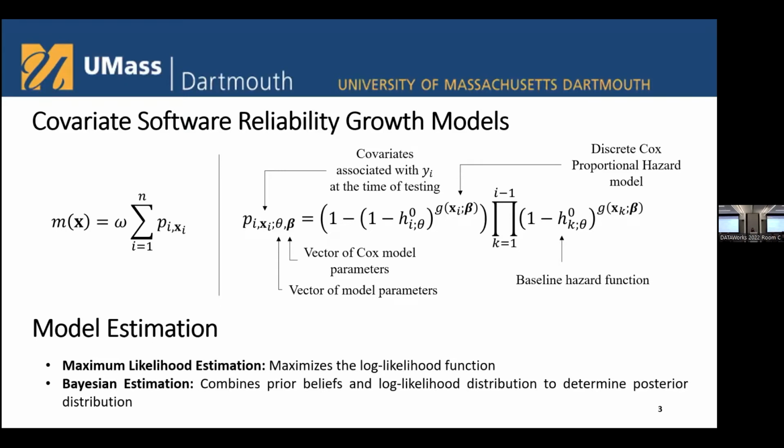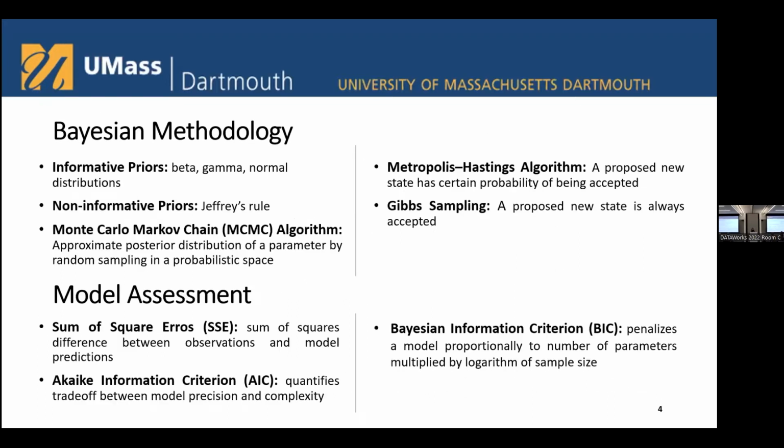So again, past studies used maximum likelihood estimation. Now we are using Bayesian estimation, which is just combining prior beliefs that we have with the log likelihood to estimate our parameters. Like I just said, Bayesian estimation combines the PDF of a prior distribution with the log likelihood. Sometimes we have informative priors. For example, we can use beta, gamma, or normal distribution, depending on the range of values of the parameters. And also you can have non-informative priors.